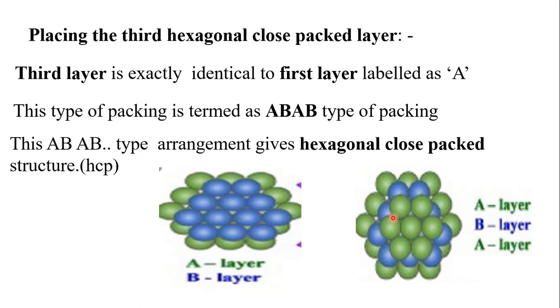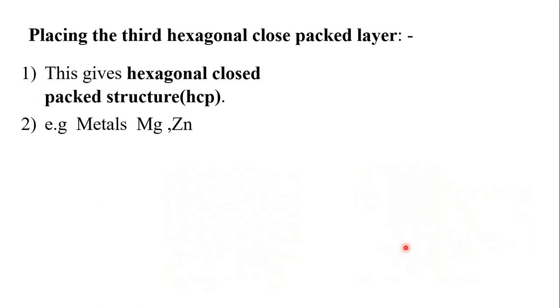And above this, a sphere is placed. The sphere of the third row is placed above this. And if you see the alignment, then this is the sphere of the first row. The sphere of the first row and the sphere of the third row, they are identical. They align. And therefore, the A layer, that is the first layer, and the third layer are the same or identical. And this arrangement gives what, hexagonal close packed structure.